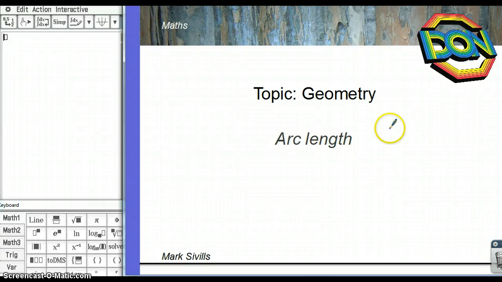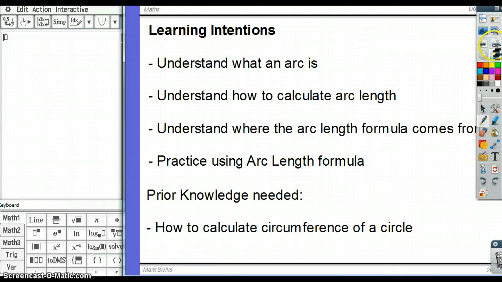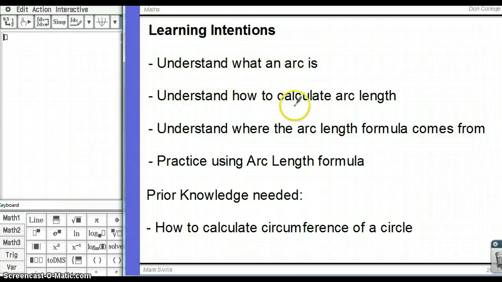Hi, this is a short video on arc length. Our learning intentions are that you will understand what an arc is, understand how to calculate arc length, understand where the arc length formula comes from, and practice using the arc length formula. Prior knowledge needed is how to calculate the circumference of a circle.